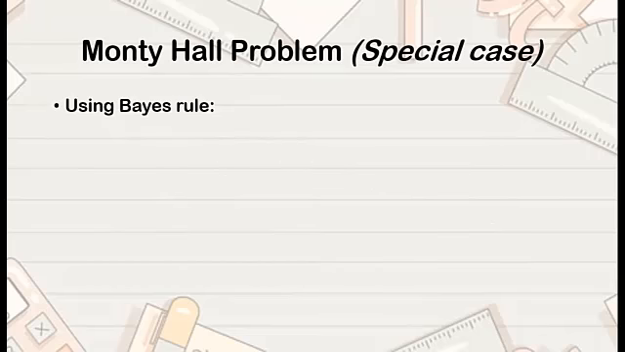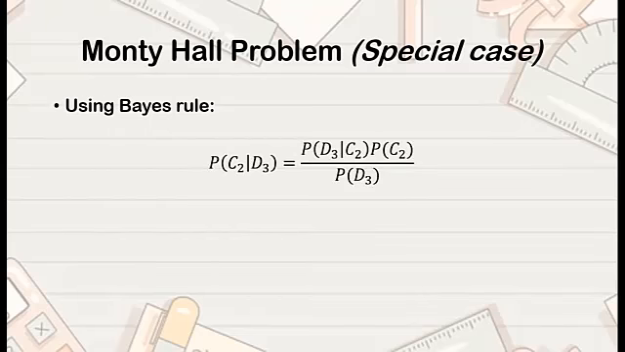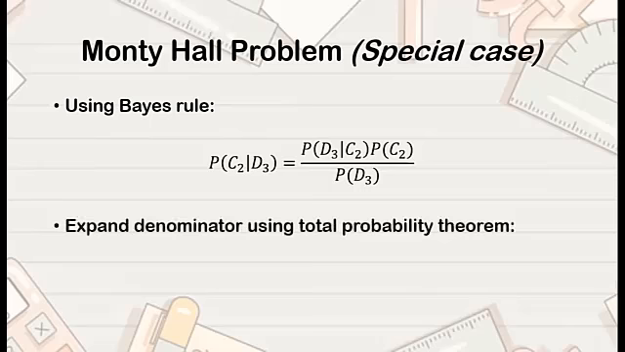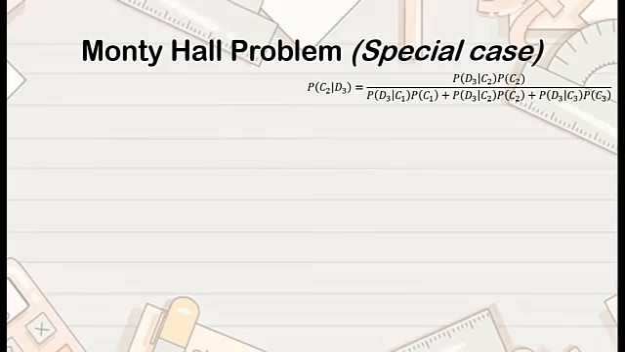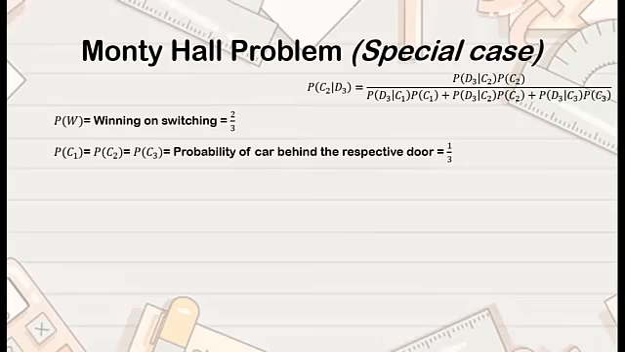Using Bayes rule, we can define the desired probability as the product of the likelihood, that is the probability of D3 given C2, and the prior probability, that is the probability of C2, which is then normalized over the probability of D3. The denominator can be further expanded using the total probability theorem. Now let's investigate what each of these probabilities are and their values. Since there is one car and three doors, the probability of there being a car behind each door is 1 over 3.